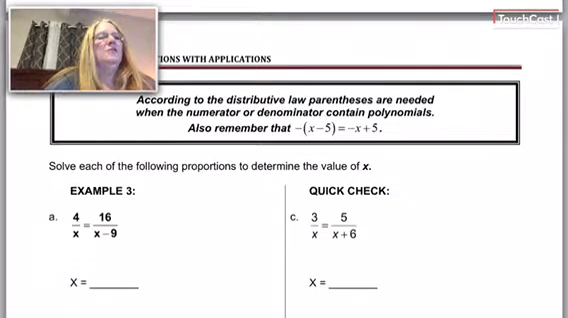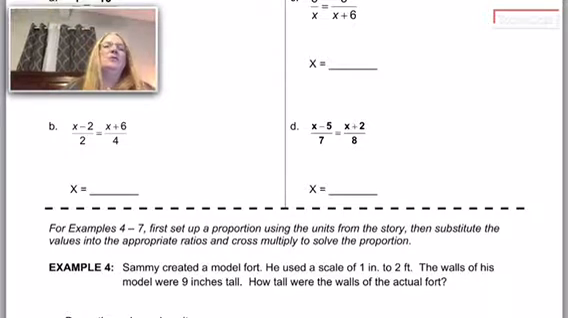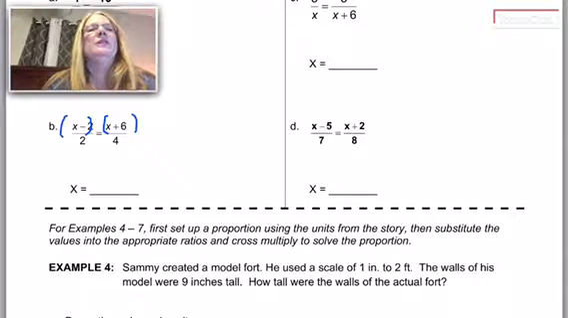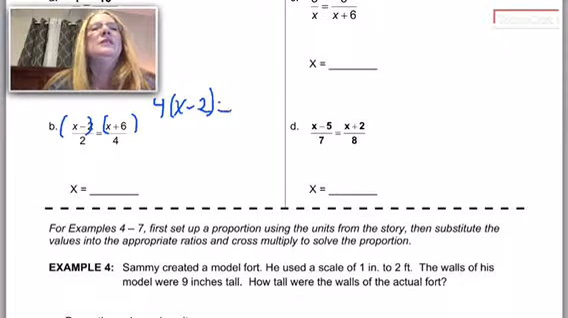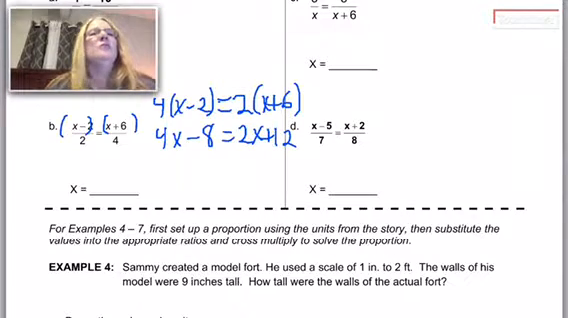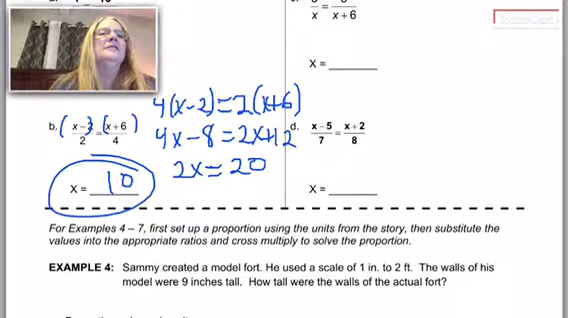So let's do a couple more. Here, the difference is that we have quantities on both sides, but it's the same rule. You're just going to make sure you use parentheses for both. And so it's going to be 4 times x minus 2 is equal to 2 times x plus 6. And then, again, these are pretty basic algebra problems at this time. Subtract 2x from both sides and add 8 to both sides. You get x is equal to 10.